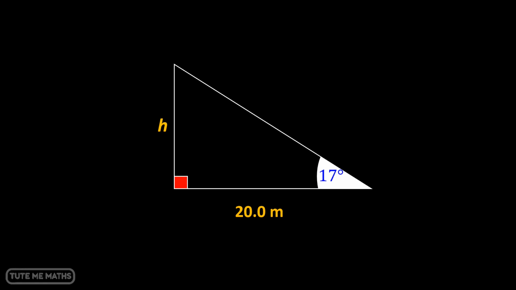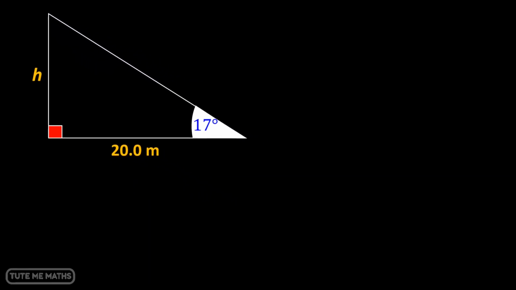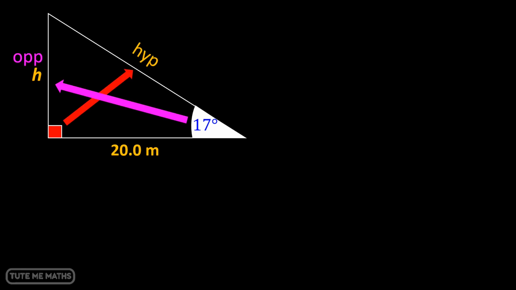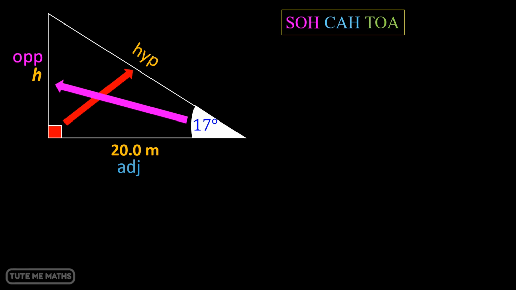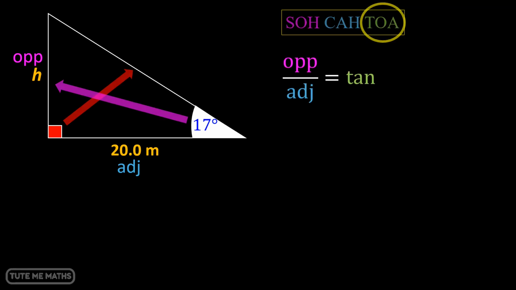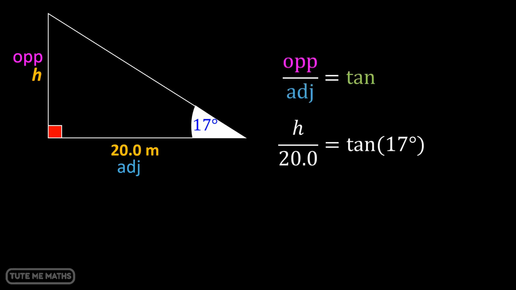Firstly, I notice the tree height is opposite a small angle of only 17 degrees. The other acute angle must be 73 degrees, so I know the height of the tree will be much smaller than the 20-meter length. Labelling the sides, I again see that the hypotenuse is not required, and I will use tan again. Opposite over adjacent equals tan, so h over 20.0 equals tan of 17.